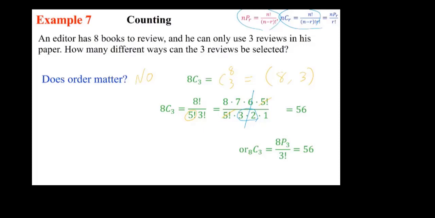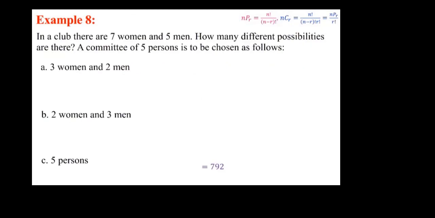We're going to look at the next example. In a club, there are 7 women and 5 men. How many different possibilities are there? A committee of 5 persons is to be chosen as follows. A, 3 women and 2 men. B, 2 women and 3 men. And then C, 5 persons. So let's see how this thing works.